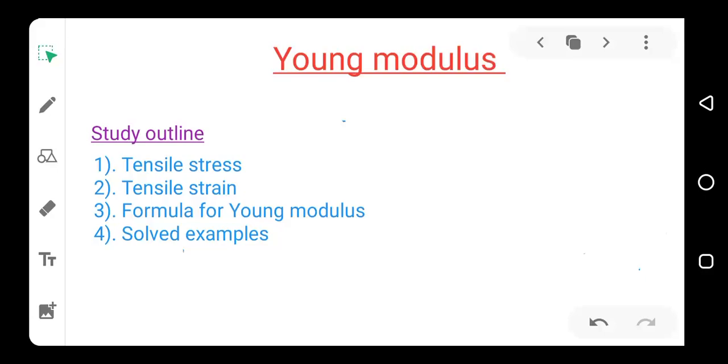Today we want to talk about the Young modulus. Young modulus is what we actually introduced in the previous lesson on elasticity. We talked about elastic constants and we said that we have three types of elastic constants. We have the Young modulus, the bulk modulus and the shear modulus.